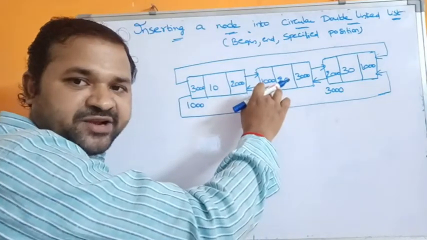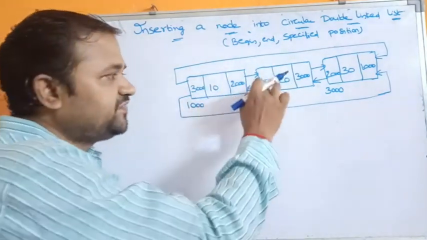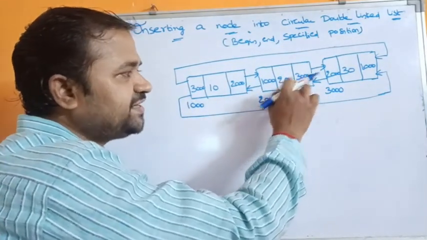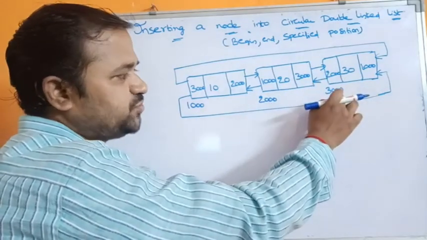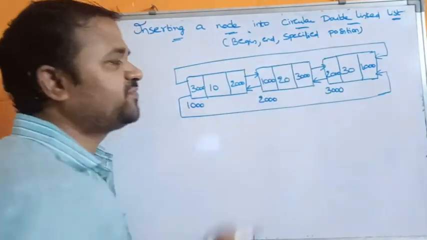This is nothing but second node previous field. The second node previous field contains address of the first node. If you store 1000 here, a link will be formed like this. Let data of the second node is 20. Next field contains address of the next node. Its next node is 3000. If you store 3000 here, then a link will be formed like this.